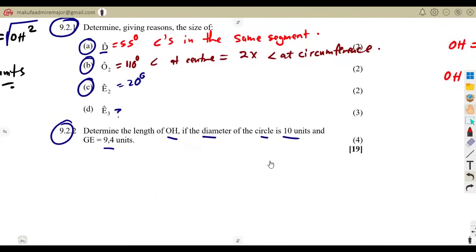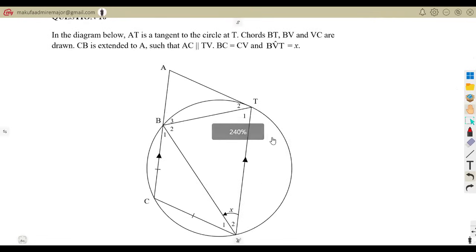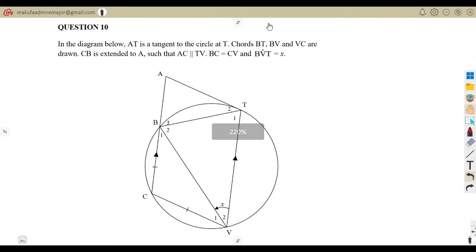There are so many ways there. All you need is to make sure that you apply the given information properly. So if we consider question number 10, we are given in the diagram below, AT is a tangent.